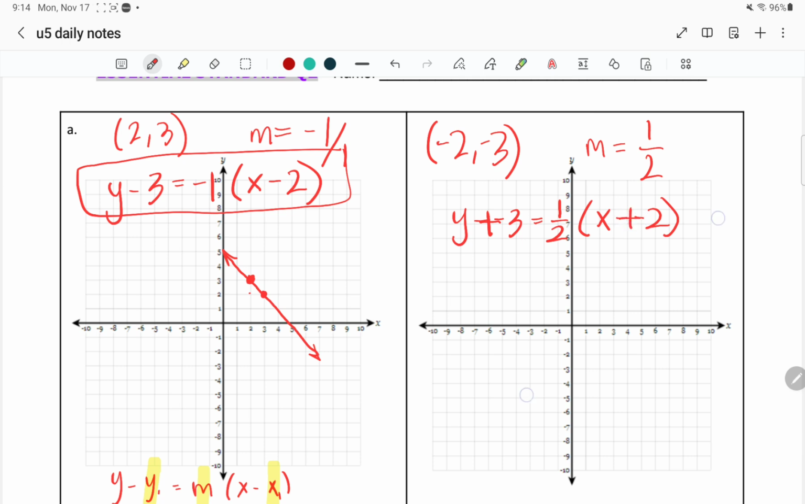So I don't know if you've noticed, but what happens is whatever the point was, the signs always switch on them. They're always the opposite. Okay.